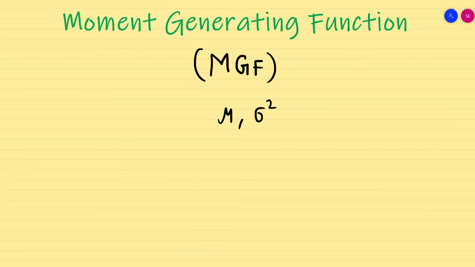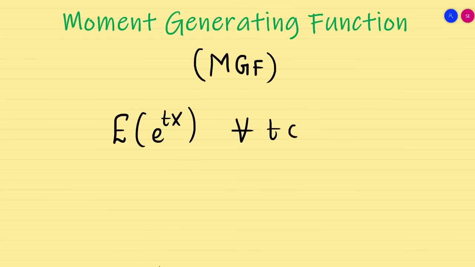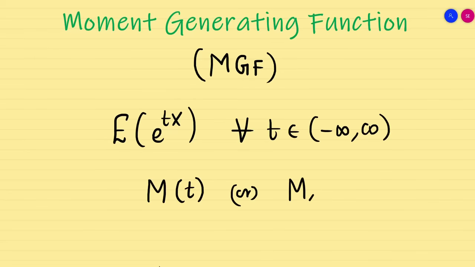So what is the definition of moment generating function? Let us consider X as a random variable. Then the moment generating function is defined as E of e power tX, for all t belonging to minus infinity to infinity. The notation we use is M of t or M_X of t.